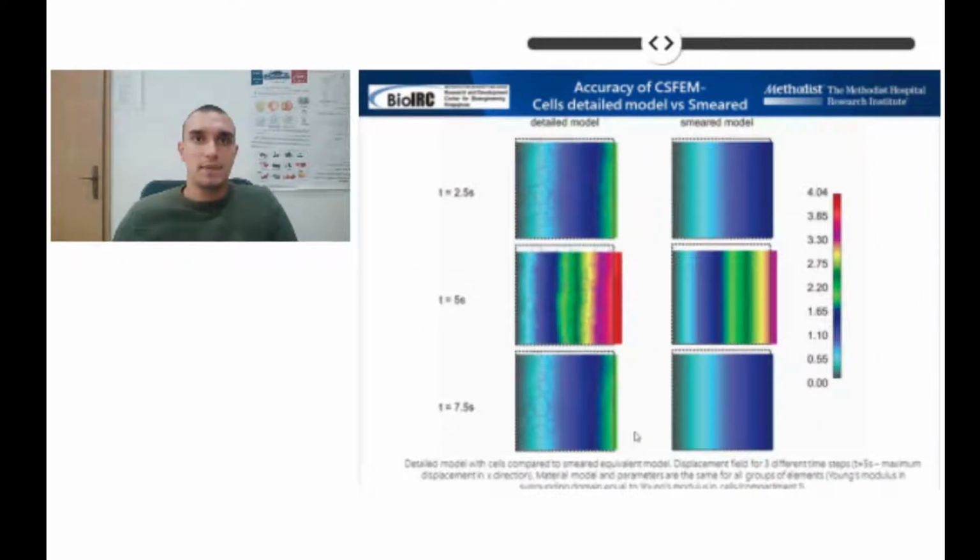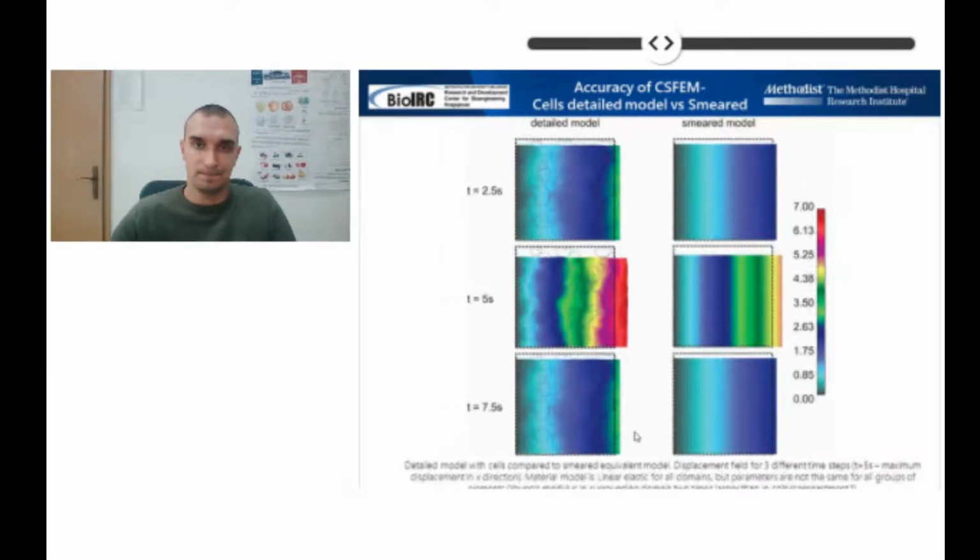Here we can see displacements for 3 different time steps for both the detailed and smeared models compared. The material model and parameters are the same for all groups of elements, so Young's modulus in the surrounding domain is equal to Young's modulus in cells and compartment. It can be seen that we have pretty good matching between displacement of the detailed model and smeared model for every presented time step. That was our goal, to show that this detailed model, which requires significant effort for modeling, can be replaced with an equivalent smeared model with a significantly decreased number of finite elements.